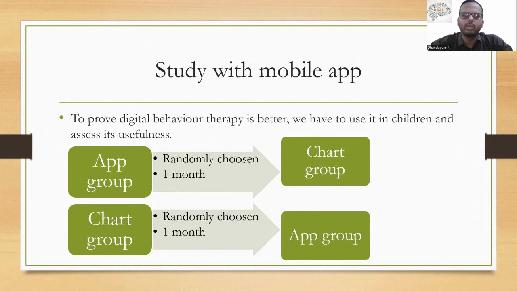So we divided into 2 groups. One group will be using the app and the other group will be using the chart. Entry into these groups is randomly chosen and it is for a duration of 1 month. People in the app group will have the opportunity to use the chart, so they will be changed into the chart group after 1 month. Similarly, people in the chart group will be changed to the app group after 1 month.